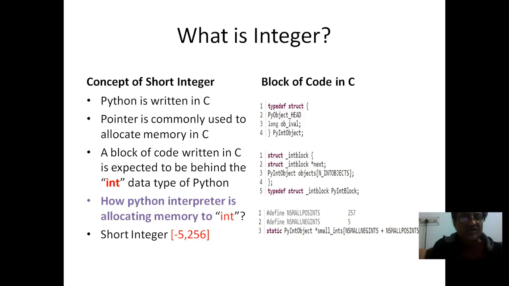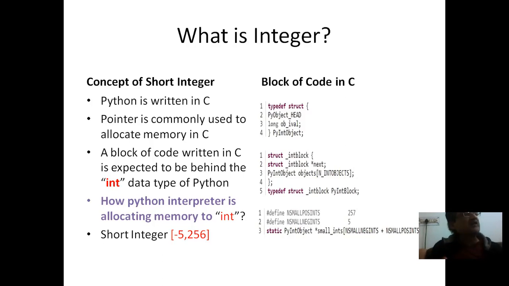You have mentioned here struct _integer_block because you are allocating a block of memory, and you are assigning a pointer next. When you are declaring a pointer, you just have to give a name and prefix it with an asterisk sign. And then, for this Python integer object, you are defining the number of objects. Here you are defining the number of small integers, and the starting point of small integers is -5 to 256, and this way you are allocating the memory.